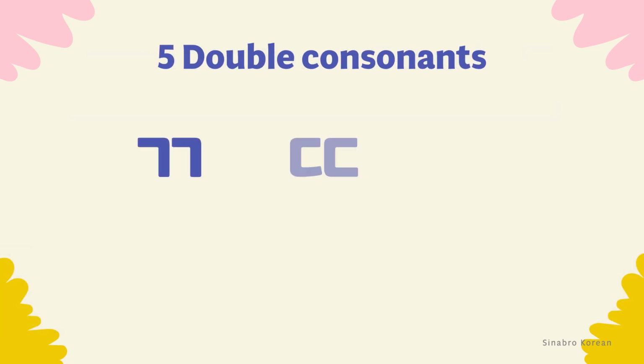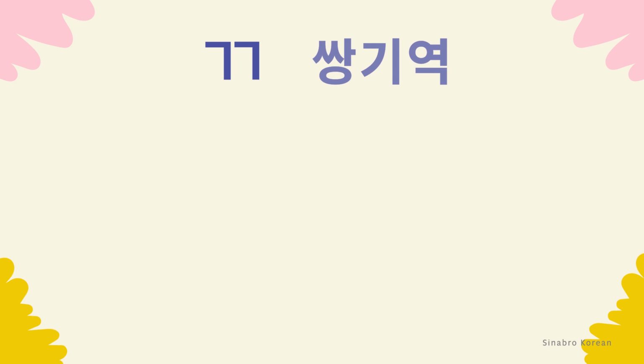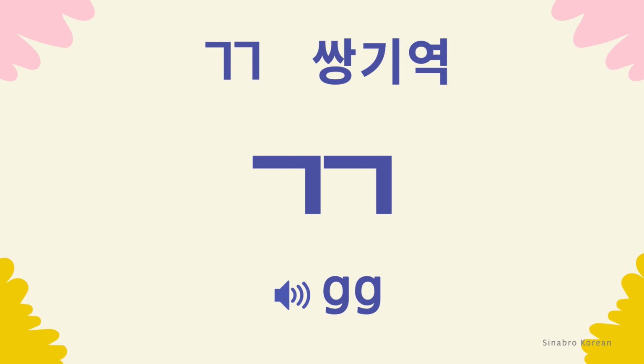There are 5 double consonants in Korean, which are made by combining 2 basic consonants together. When pronouncing Korean double consonants, you should create a more tense sound in your throat compared to single consonants. The first double consonant is 쌍기역. 2 기역s are combined to make 쌍기역 and produce the sound 끄.